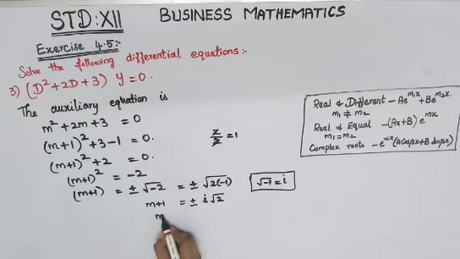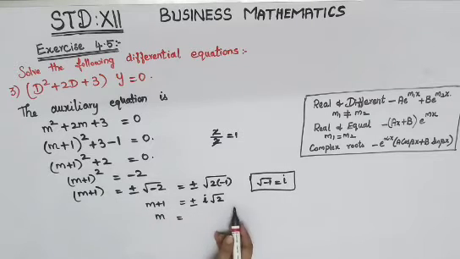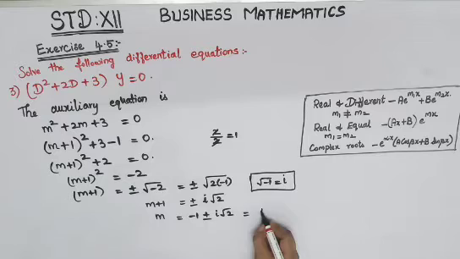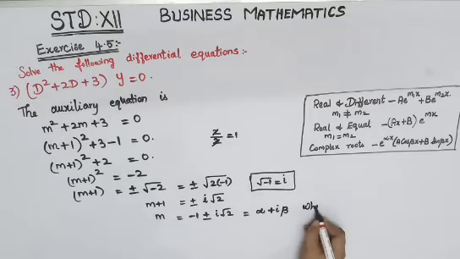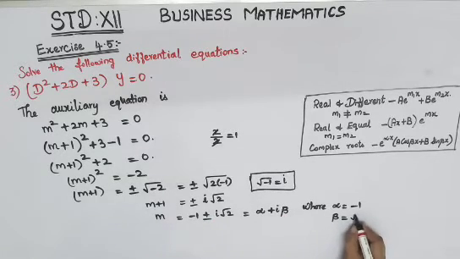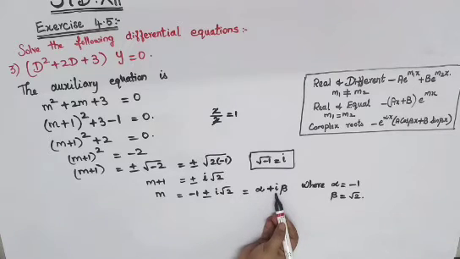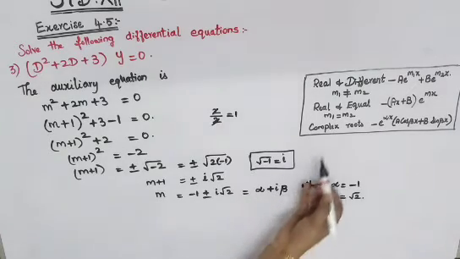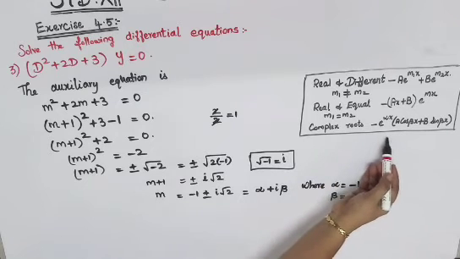Now you have to find your m, means m is equal to, bring this plus 1 towards that side. So it will become minus 1 plus or minus i root 2. Now this is in the format of alpha plus i beta, where alpha is minus 1 and beta, leaving that i, is root 2. When i is introduced, it is called a complex number. So we have to go to your complex roots. That formula you have to use, okay.